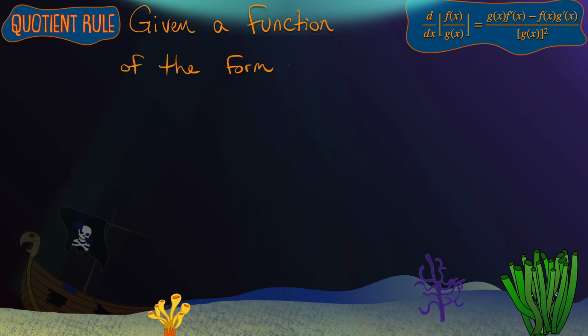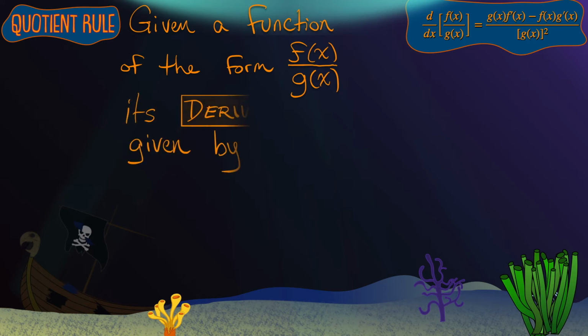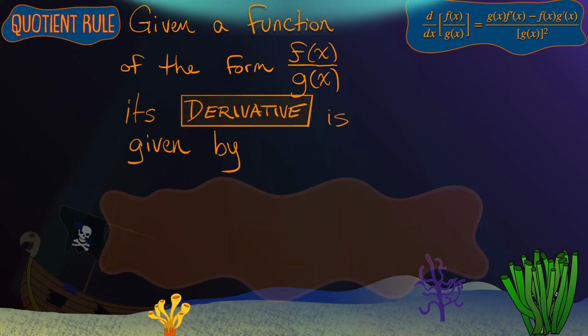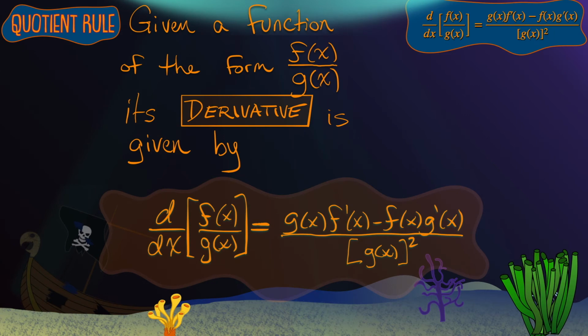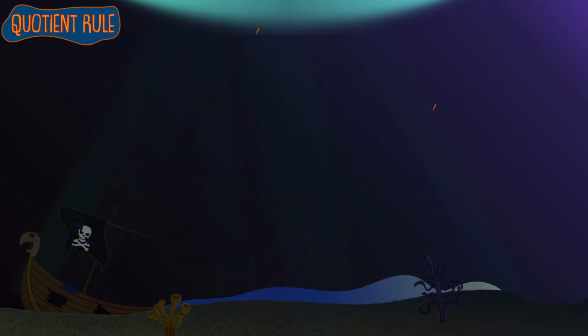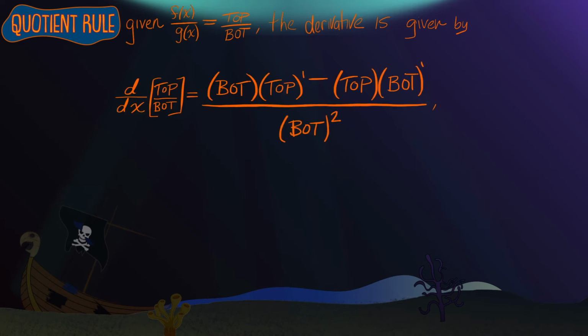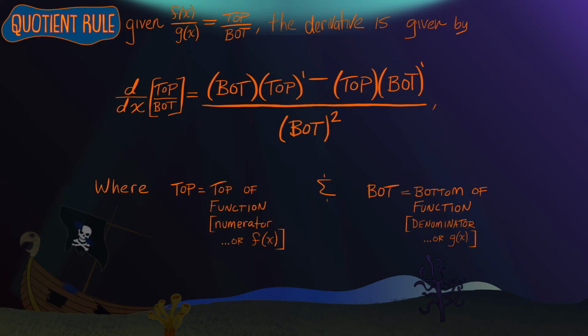So now if we're given a function of the form f of x divided by g of x, where g can't be 0, its derivative is going to be given by this thing right here. The derivative of f over g is g times f prime minus f times g prime divided by g of x squared. Let's take a look at an example. Before we do that, we can think of this as the derivative of the top over the bottom is equal to the bottom times the derivative of the top minus the top times the derivative of the bottom divided by the bottom squared, where the top is the numerator and the bottom is the denominator.